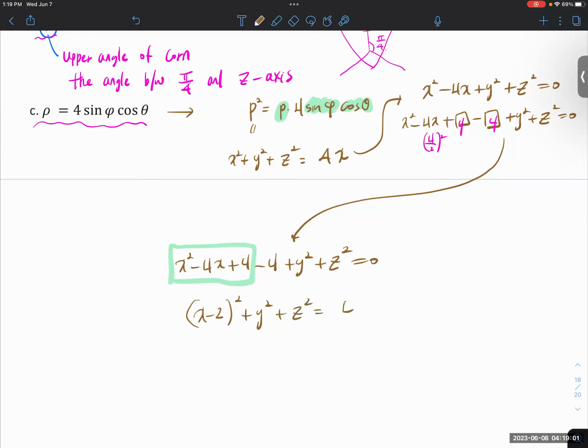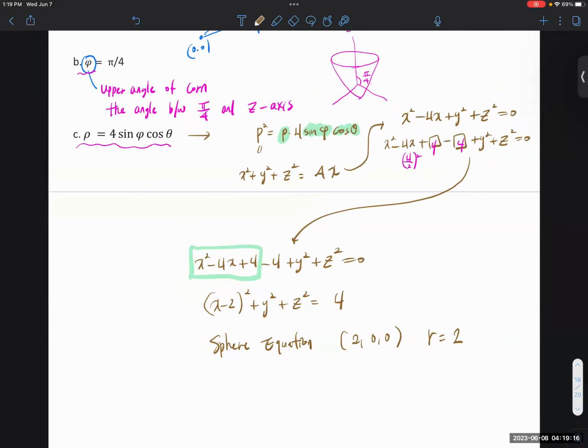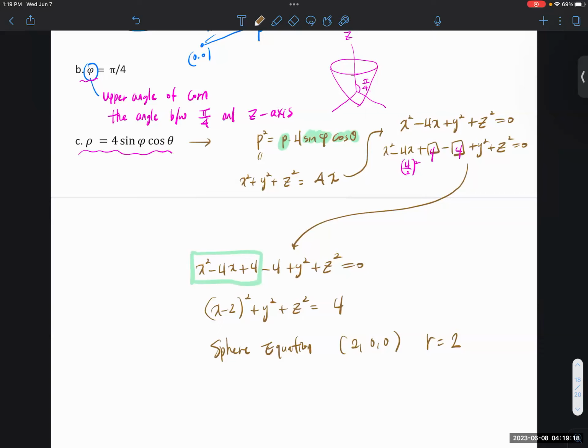And then negative 4 is here. So what does it mean? This is another sphere equation where the center is (2, 0, 0), radius is 3. So this time, we found out the sphere equation, sometimes not, right? Depending on the given equation, so you can practice more, okay?